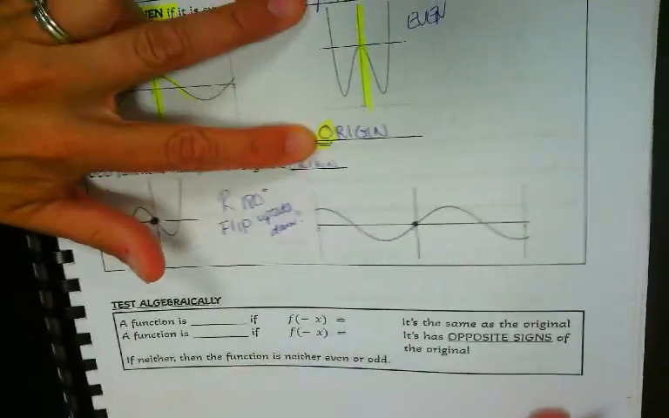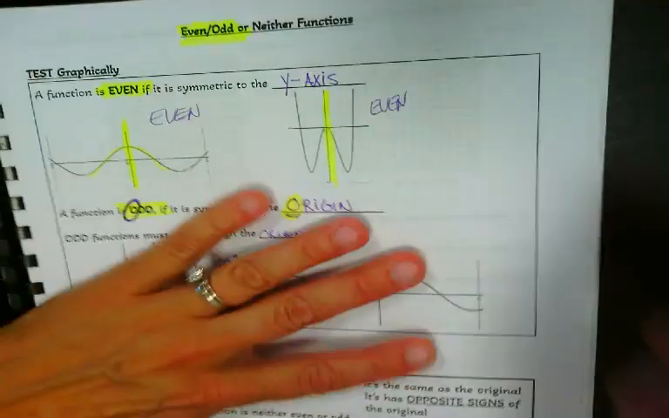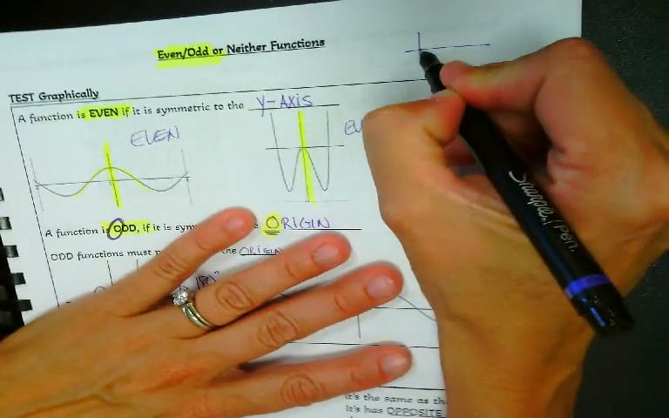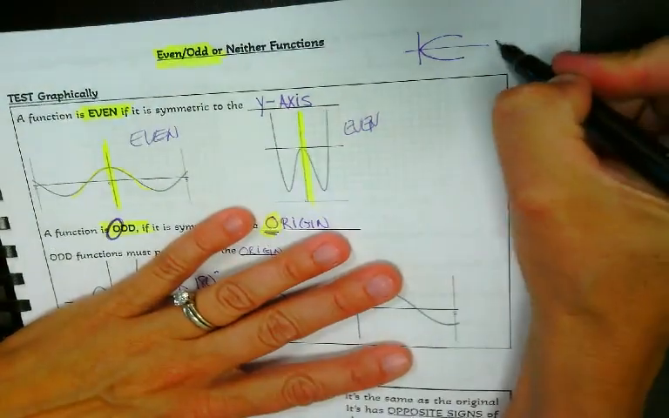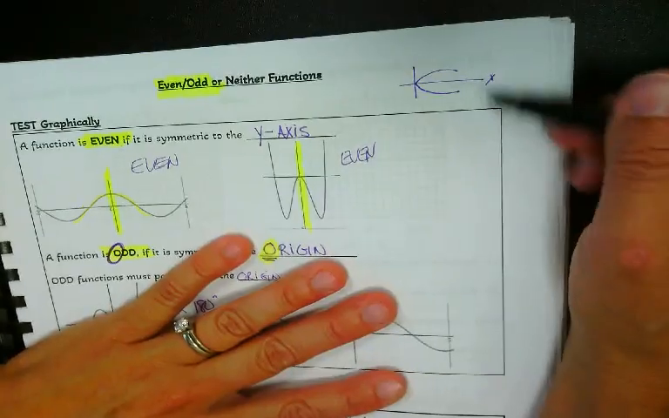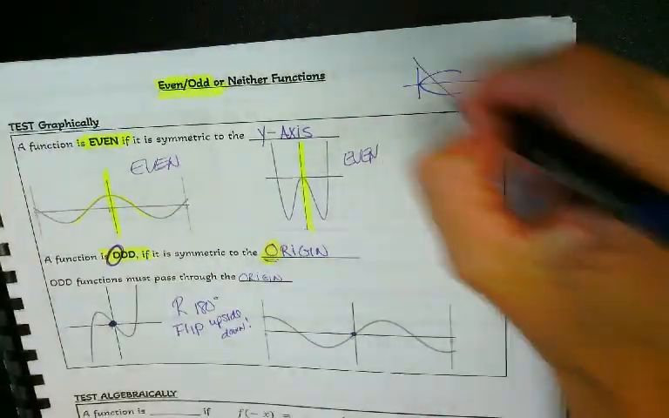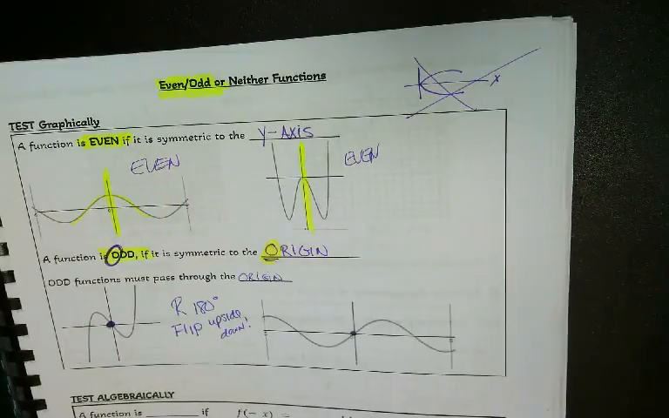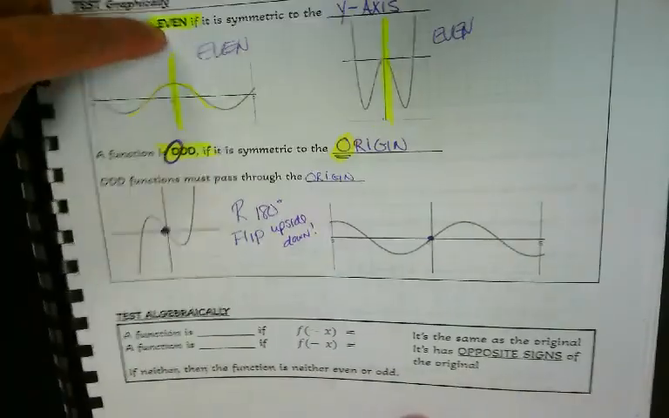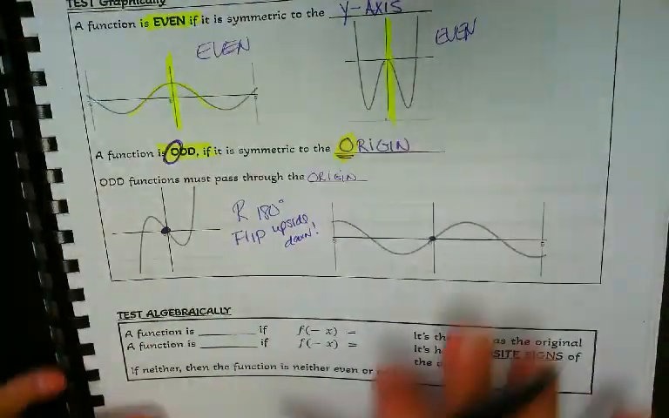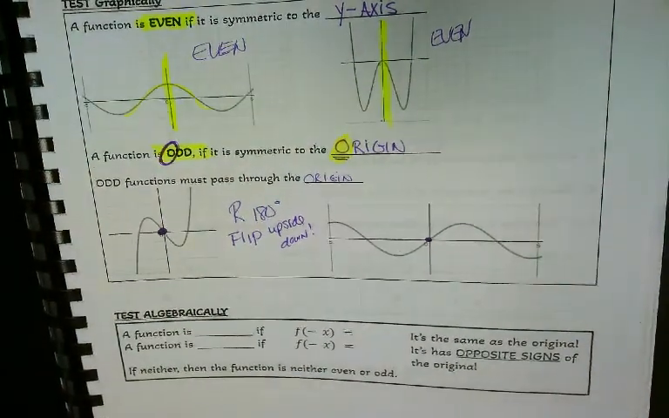Notice neither of my answers was x-axis. Let me just review why it can't be a reflection over the x-axis. What is wrong if I try to reflect over the x-axis here? It's not even a function, that's right. It's not a function. So your answer is never going to be x-axis. Just keep that in mind in the multiple choice. Even is y-axis, odd is origin. All right, so the test for graphically, that's pretty much it. Even is y-axis, odd is origin.